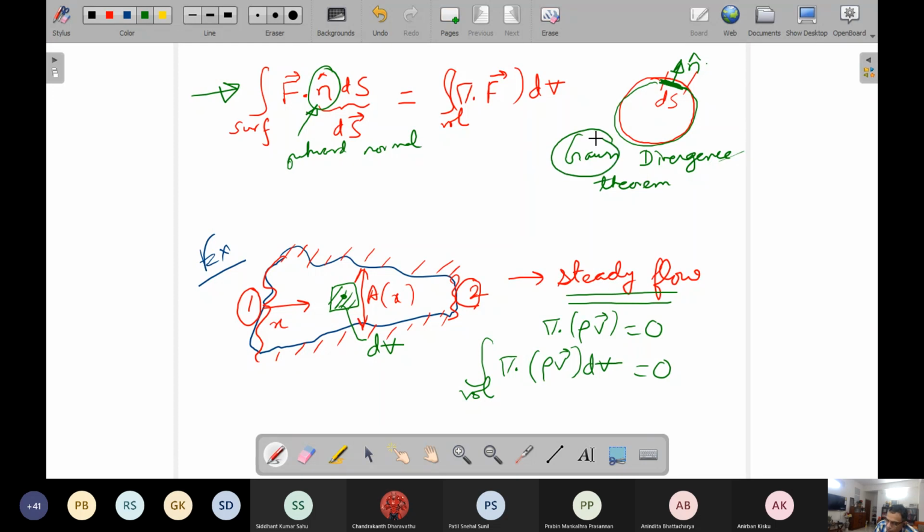This is attributed to the famous mathematician Gauss, who first introduced this theorem. In fact, this theorem was one of the fundamental bases to develop one of the very fundamental laws in electrostatics, known as Gauss law. So you can see the impact of this particular mathematical exercise.